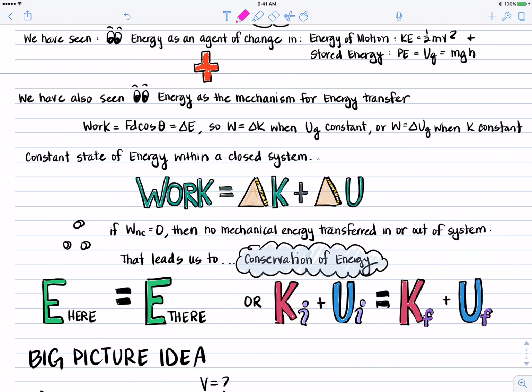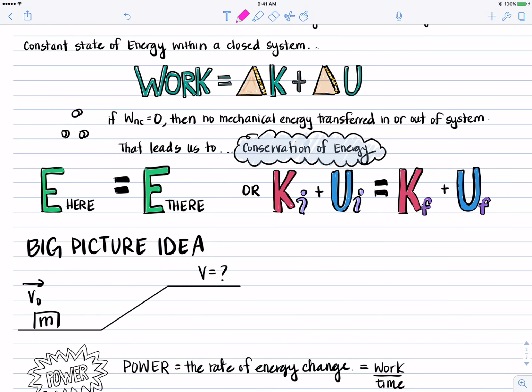The way that we went about solving our problems after the work-energy theorem and conservation of energy was saying that energy here equals energy there, or the total initial kinetic energy plus the total initial potential energy equals the total final kinetic energy plus the total final potential energy. So the big picture idea for solving these problems, I know I saw a lot of you starting with your equations when we did the problem set.